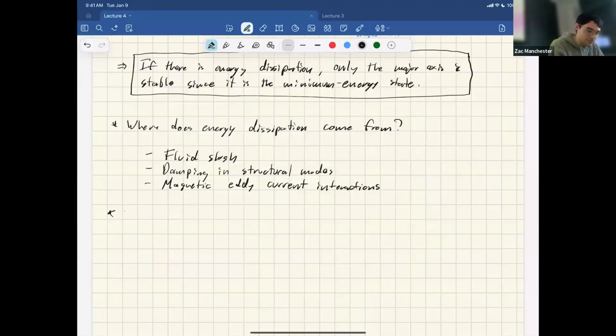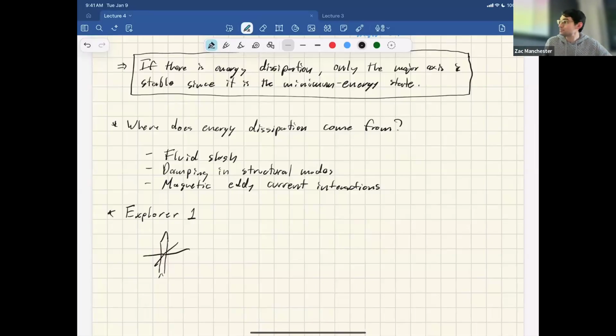kind of energy dissipation. This is the story of Explorer 1, which I kind of hinted at the first day. This was the first US satellite. It was pointy and skinny, and it had a set of whip antennas that look like this, and it was deployed in a minor axis spin, spinning hot dog style. And very quickly after it was deployed, it started tumbling and then settled into a flat spin, and no one could explain why at the time.